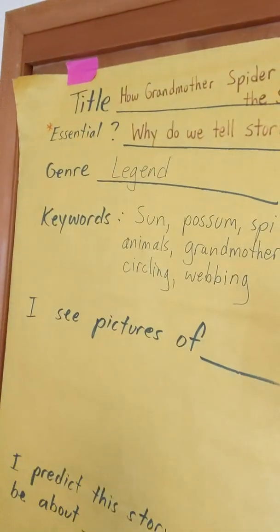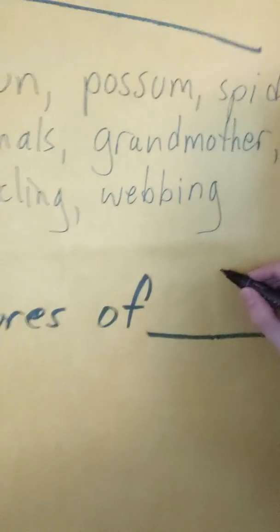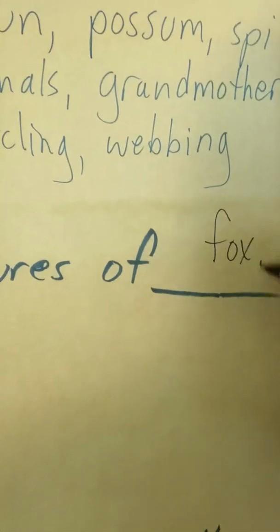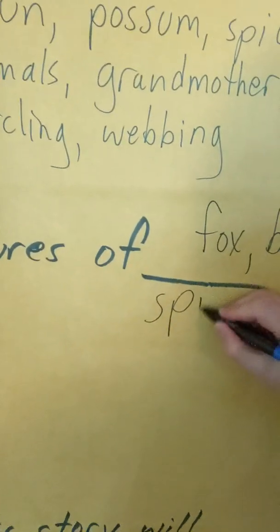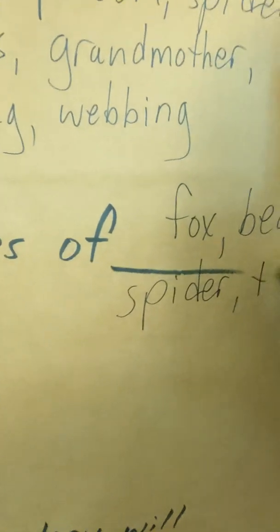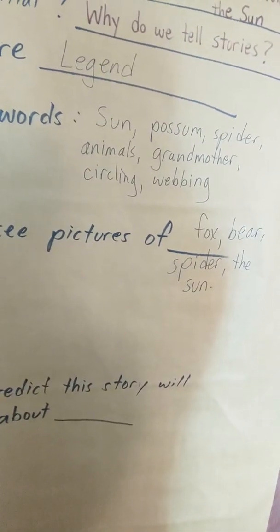Next, I see pictures of. Picture. Picture. So we had a picture of fox, bear, spider, the sun. Remember, we're trying to do this as quickly as we can.